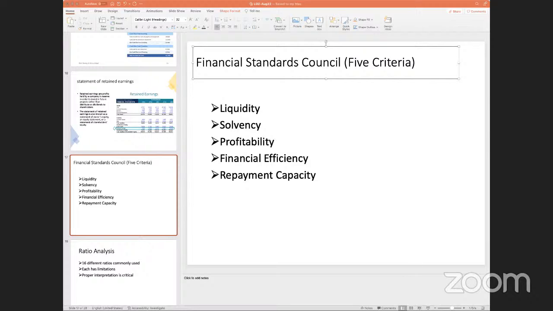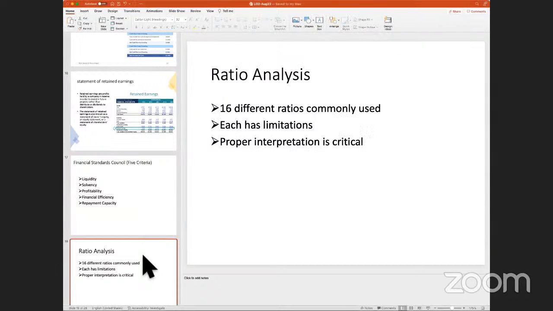Now, these ratios are classified across 5 different types: liquidity, solvency, profitability, financial efficiency, and repayment capacity. There are lots of different types of ratios. But when we talk about ratios, there are 16 different types and they are categorized in these 5 criteria. They give us or help us calculate.